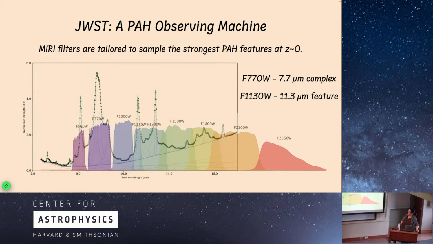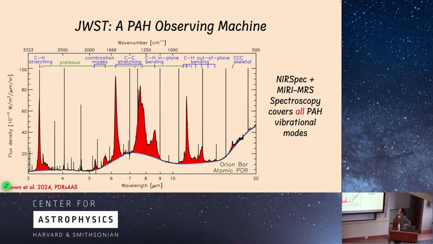And then MIRI, helpfully, has filters that sit specifically on top of the bright PAH features. So this includes F770W, which is sampling the 7.7 feature, and F1130W, the 11.3 feature. And thankfully, these are specifically designed to bracket these different PAH features. So we have amazing imaging capabilities to map these. And the spectroscopy from NIRSpec and MIRI covers the full spectrum of PAH features, showing in great detail.